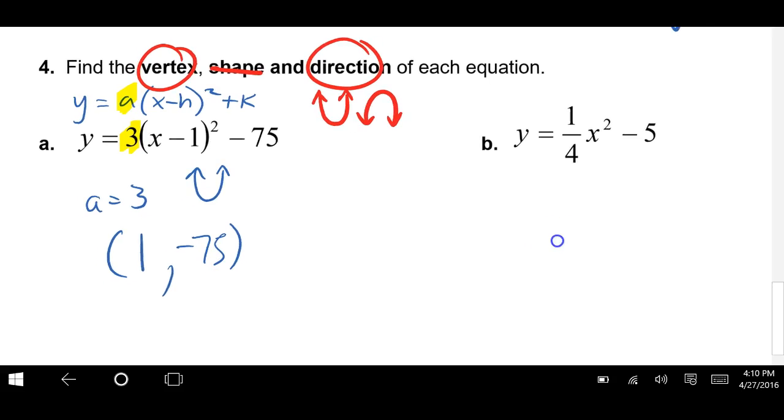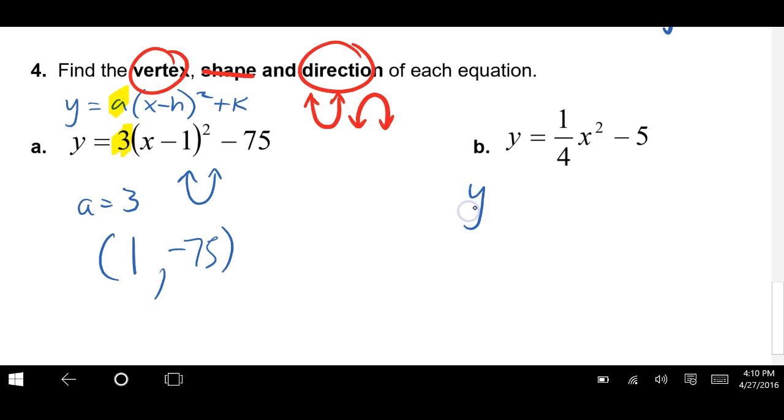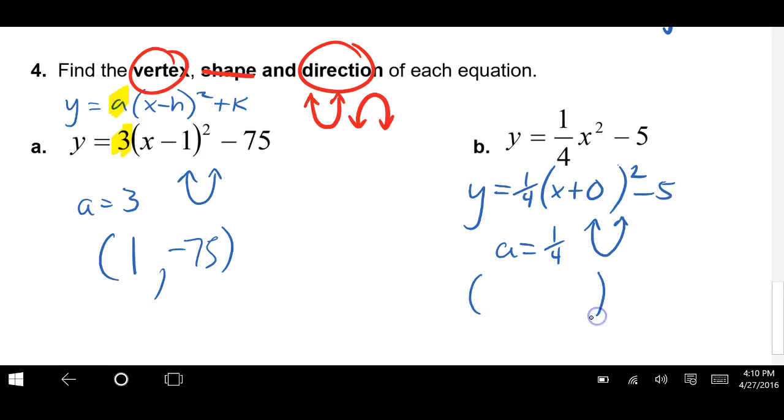And here in this next one, it's a little different because we don't have parentheses. So let's write it out with parentheses. If there were parentheses, it would be written like this: (x plus 0) squared, then minus 5. Because 0 doesn't change anything, so we can just add 0 to the inside. So then again, our a is 1/4, and it's positive, so this also points up. And then our vertex is (0, -5).